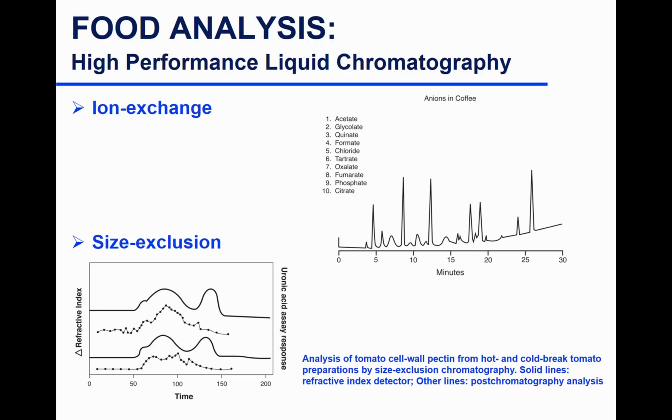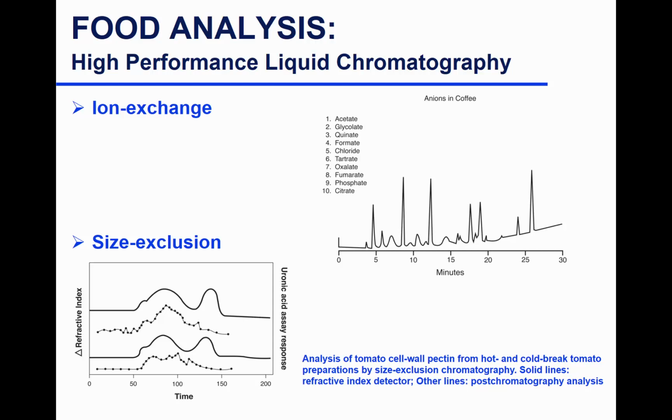What would be the charge of your functional groups? Positive. So you want your anions to interact. Again, remember you have to have interaction with the column as the first step. So if you're exchanging anions, if you're separating anions, your functional group would be positively charged. Okay. Size exclusion chromatography, this is an example of, let's say, cell wall pectin.